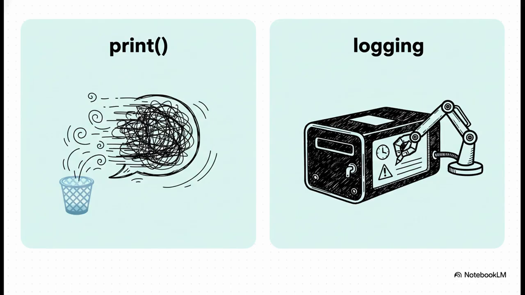This chart really nails the difference. Using print can be kind of like shouting into the wind while you're debugging. It's temporary, it has no context, and it's gone forever once you close the terminal. But the logging module, that's the professional tool. It's persistent, it saves to a file, it adds crucial info like timestamps and severity levels, and it's totally configurable.